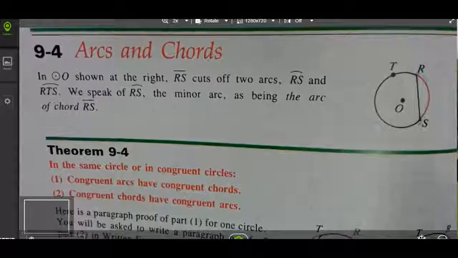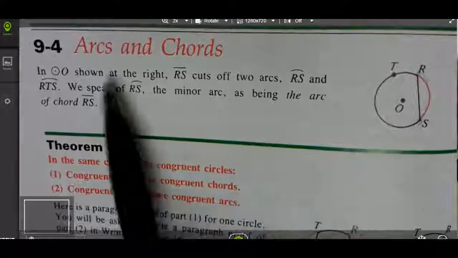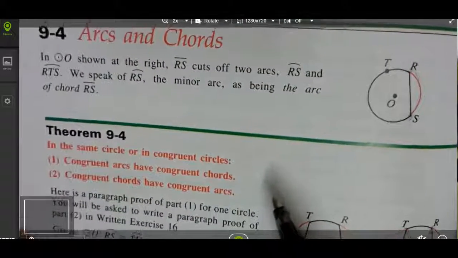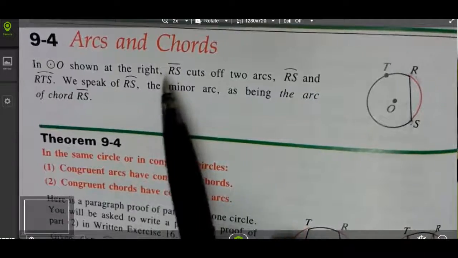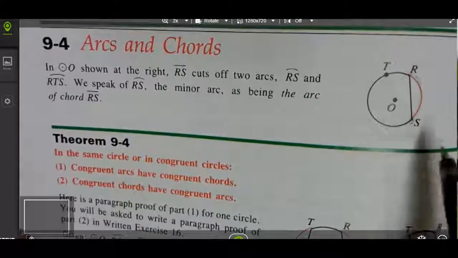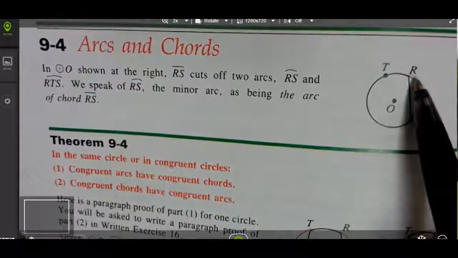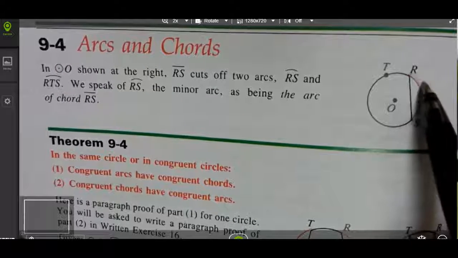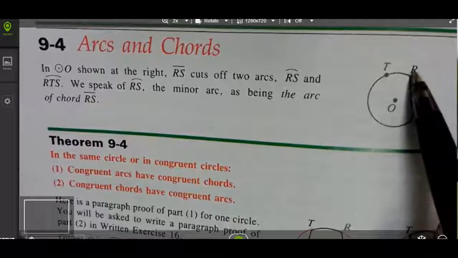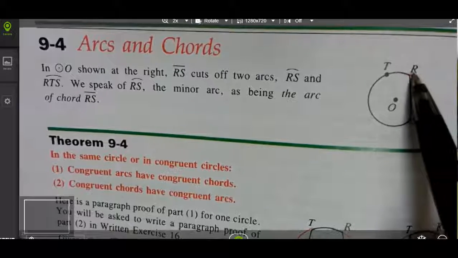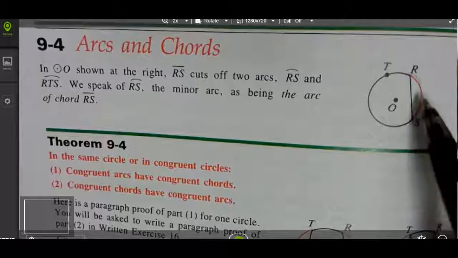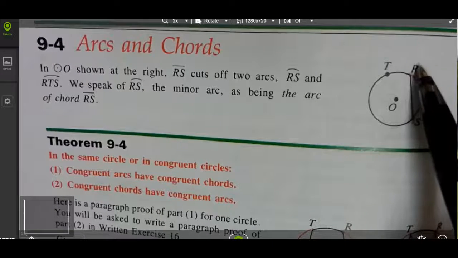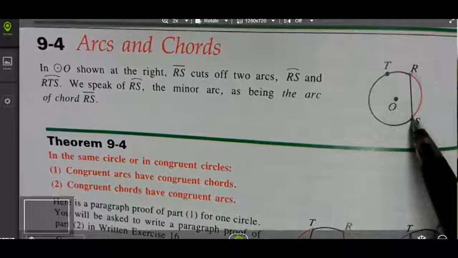Hello, welcome. In this video, we'll be looking at arcs and chords. In our last video, we discussed arcs and central angles. Remember that an arc could be minor when it is less than 180 and it's named with two letters like arc RS. And the major arcs are named with three letters like RTS.